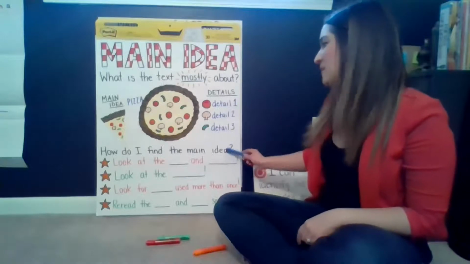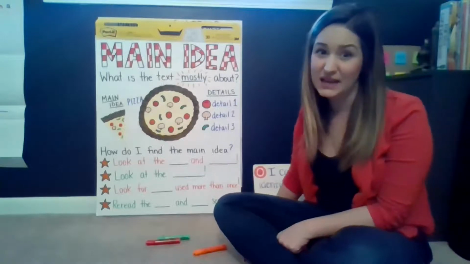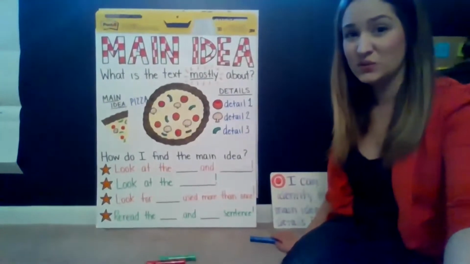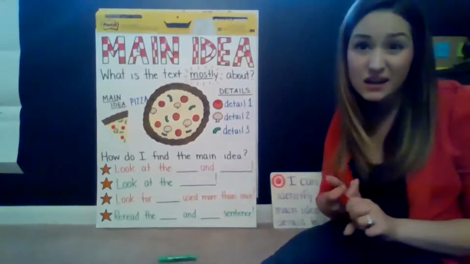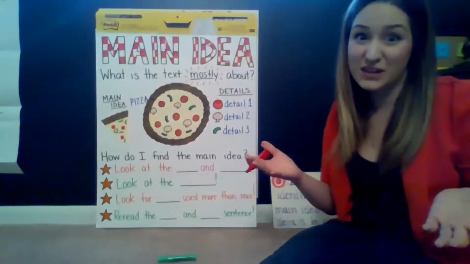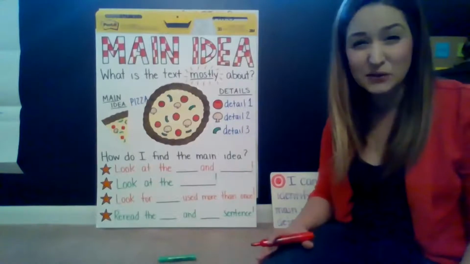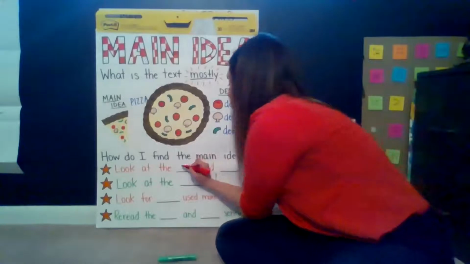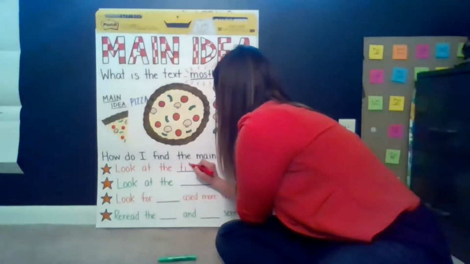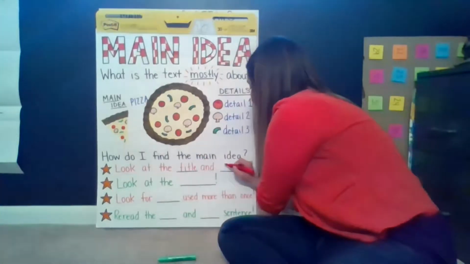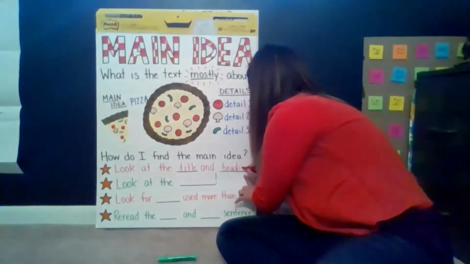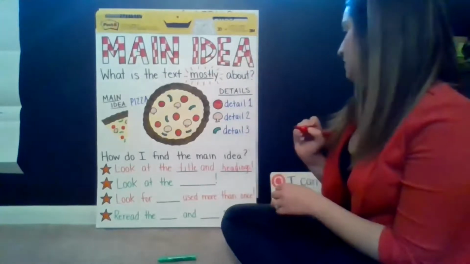So I want to talk to you about how you're going to find the main idea in a book that you're reading. So the first thing that you want to do is to look at the title and, if you're in nonfiction, any of your headings. That's going to tell you about what you're learning or what you're reading about. So let's add this in. Look at the title and heading. Great.